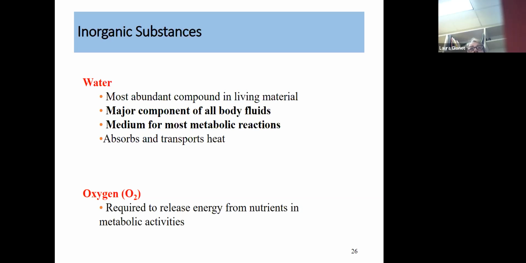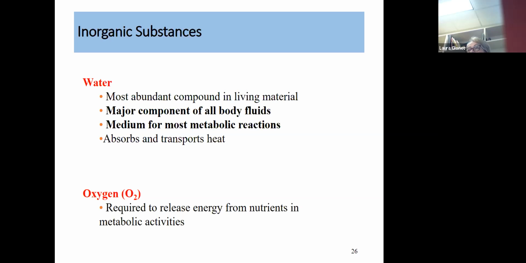So of the inorganic substances, water is the most abundant compound in living material. It is the major solvent of our body and in our body fluids. So we relate a lot of things to water and being polar covalently bonded. It's very good functionally to absorb and transport heat in the body as well. Oxygen is required to release energy from nutrients and metabolic activities.